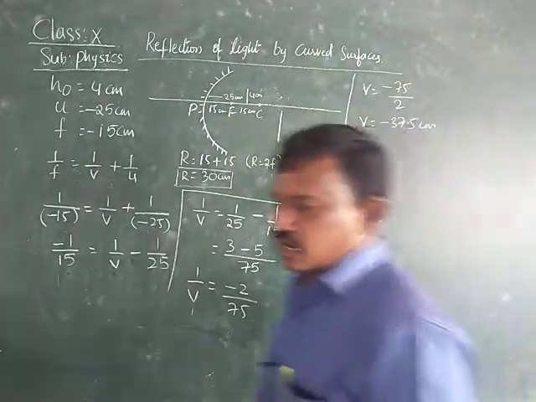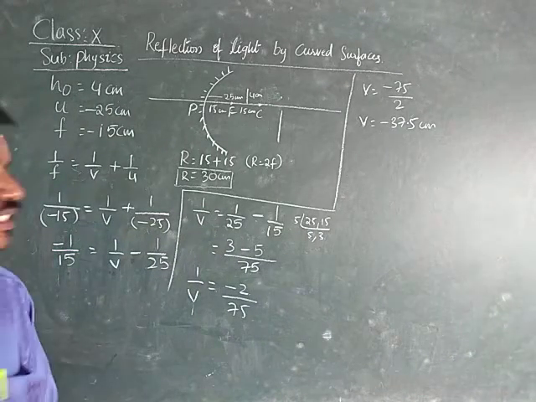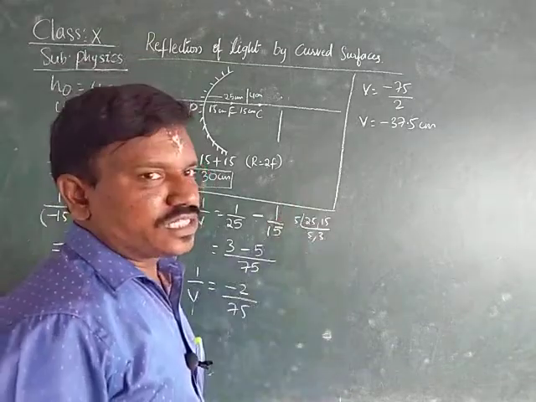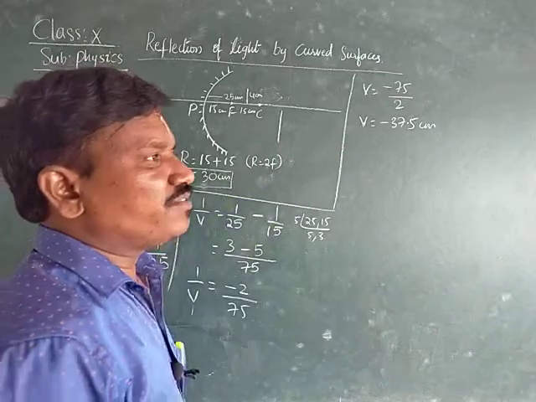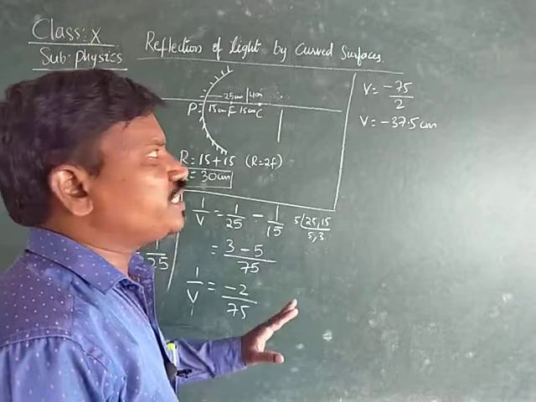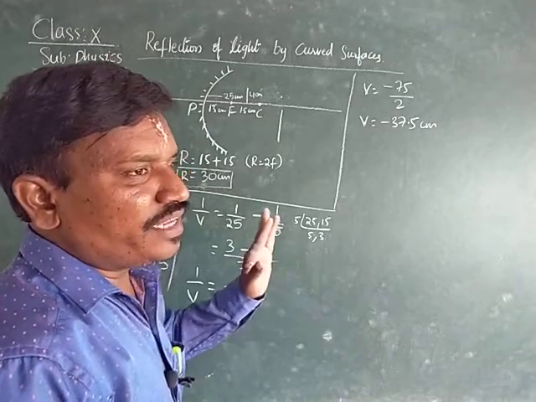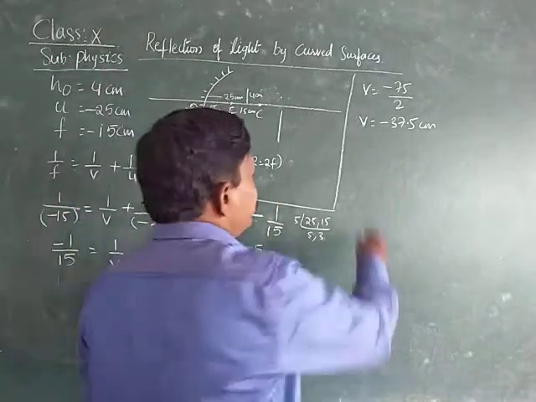And here what is he asking? Find the nature and size of the image. He is not only asking the image distance, where the screen should be placed, which is at a distance of 37.5 centimeter. In the same way, he is asking to find out the nature and the height of the image.